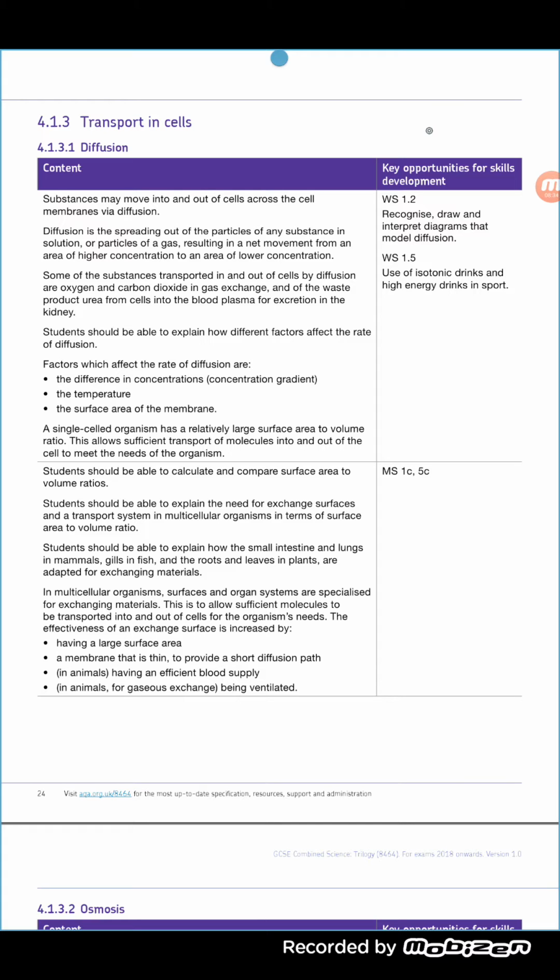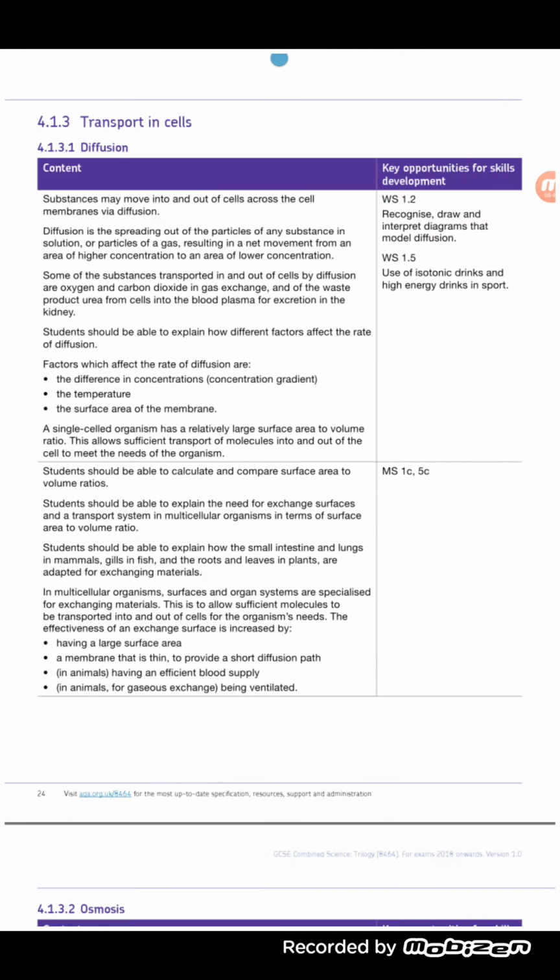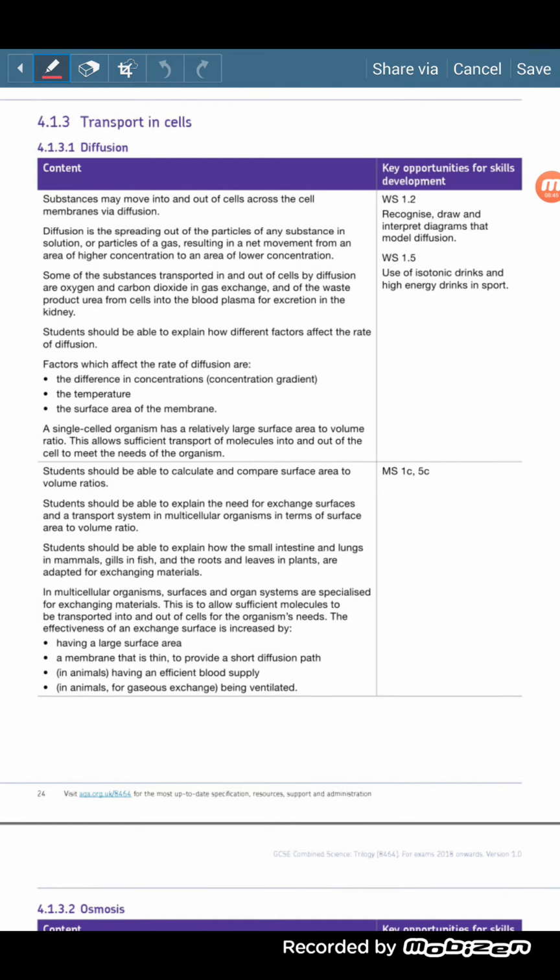And what, once again, these specs are very, very useful for is giving you examples of what you need to know. And so you can see here that they talk about carbon dioxide, and they talk about oxygen, and they talk about urea being a waste product from cells, and therefore you can see which substances they want you to talk about in diffusion. Oxygen and carbon dioxide are particularly important for the circulation system, which we come on to later.